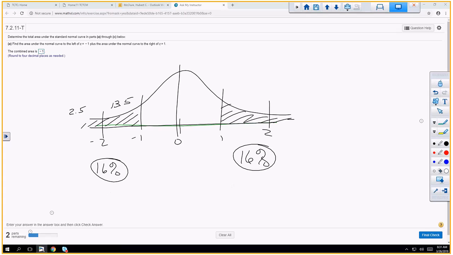So, but you still need to do your inverse norm. It's probably going to give you the same thing. But here we got negative infinity, so that's going to be negative 9999 to negative 1, normal CDF. And then from 1 to what? 9999. And what do you come out with for both of those? It might be like 0.159 something. What is it?